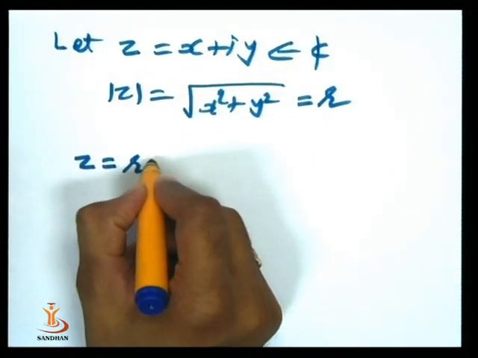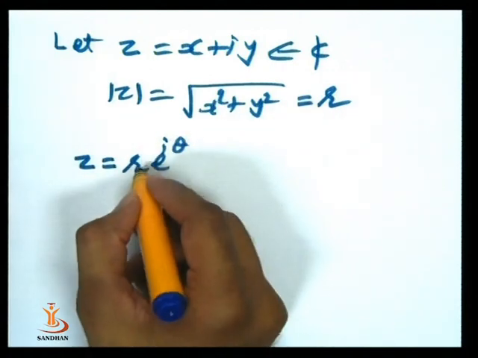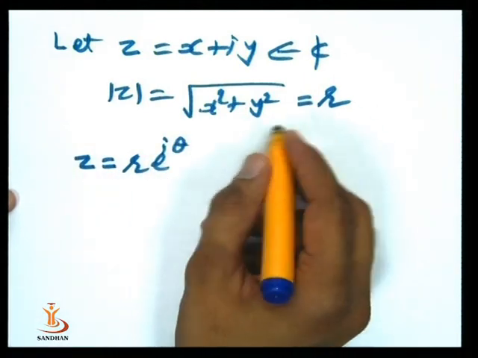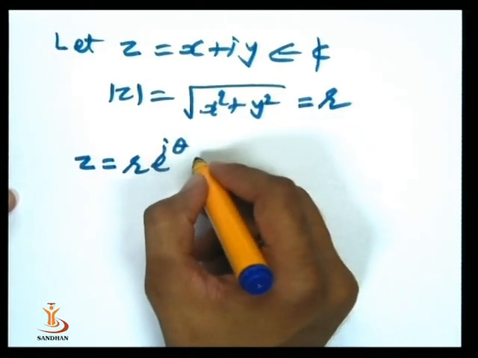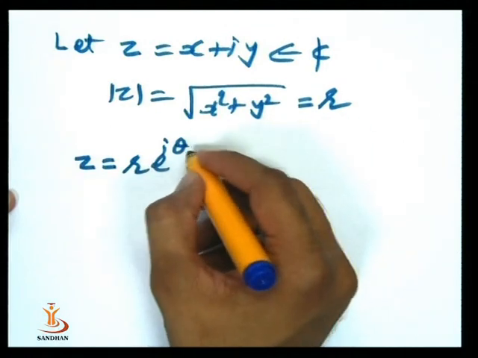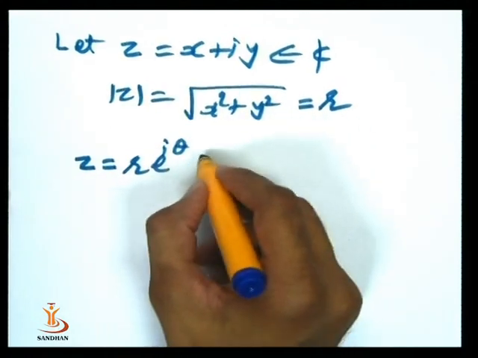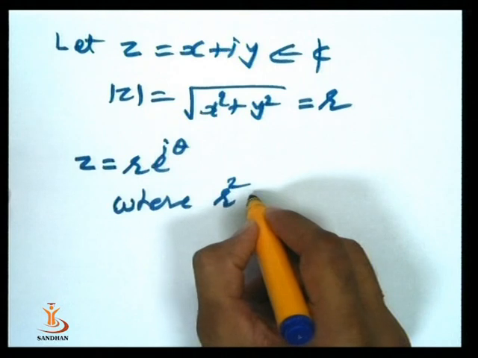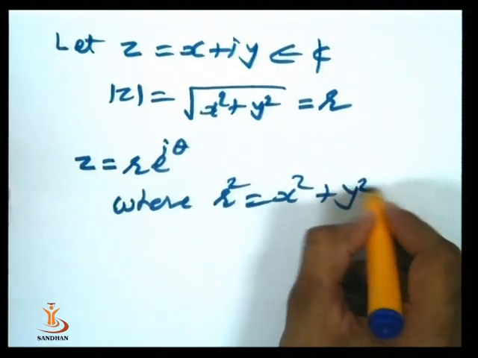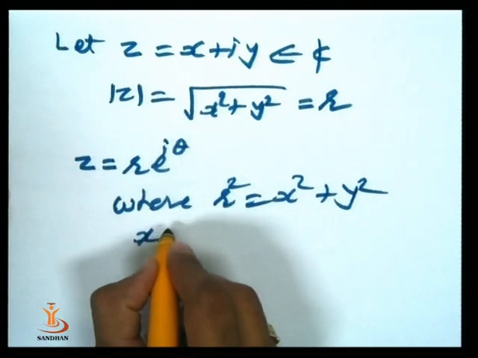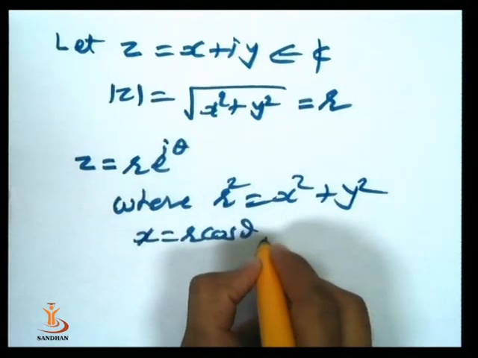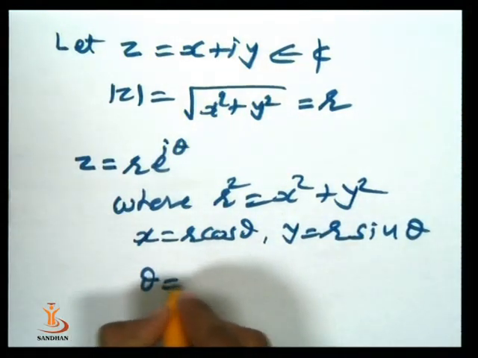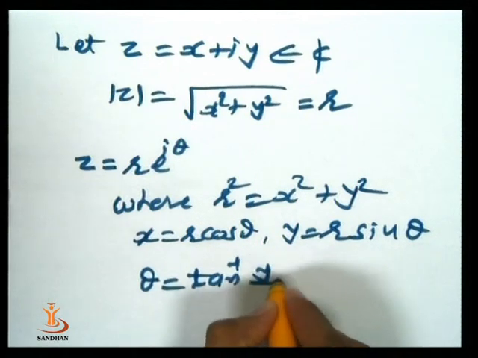This is a polar form to represent a complex number where r is the modulus, and it is obtained by this formula. r is the radius and theta is the argument of this complex number z, where r is given by r square equal to x square plus y square, and x equal to r cos theta, y equal to r sin theta, and therefore theta equal to tan inverse y upon x.